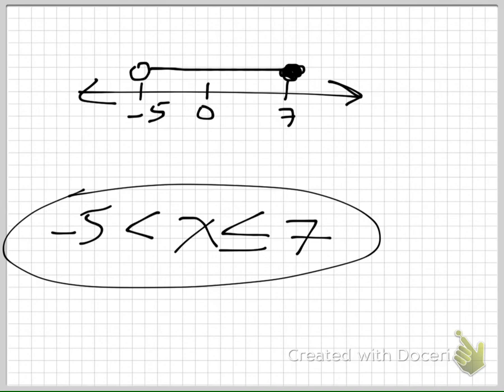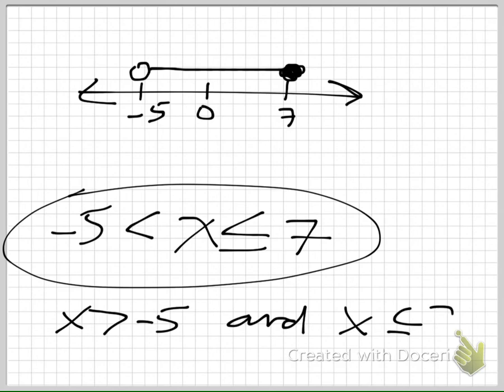Does that make sense? Are you looking at those? Does that make sense? I mean, technically going like this, x is greater than negative 5 and x is less than or equal to 7 is not wrong. It's just that's written out very elementary. Okay? Do one of these then. Show me this.